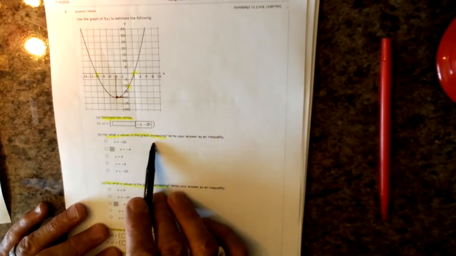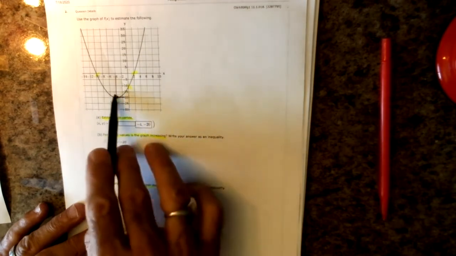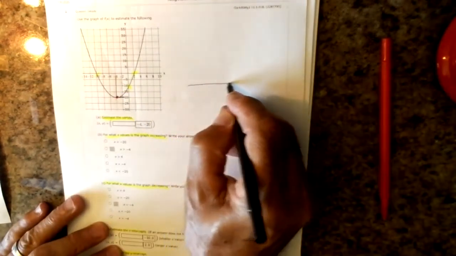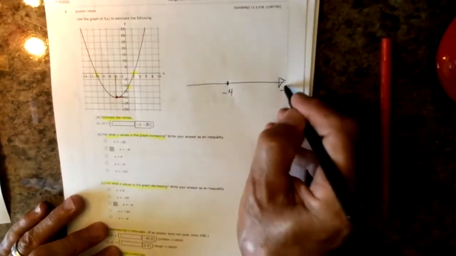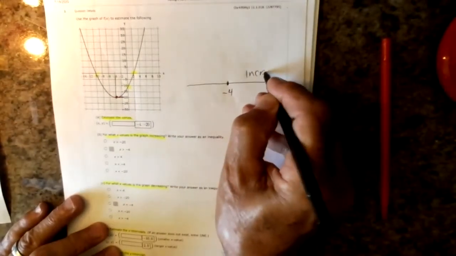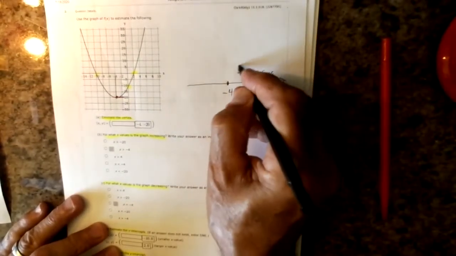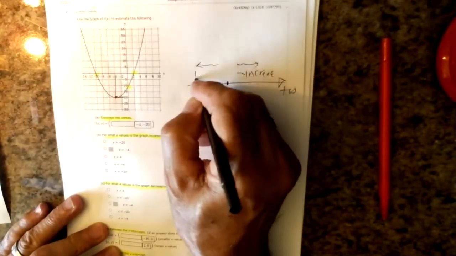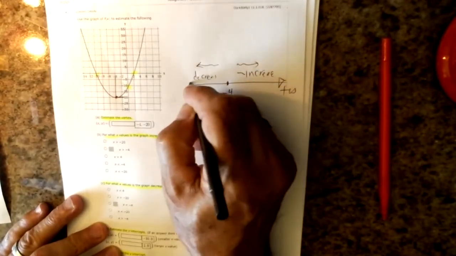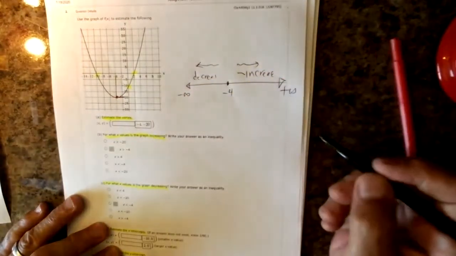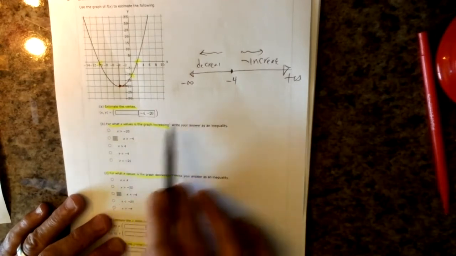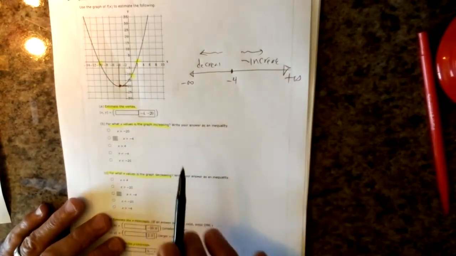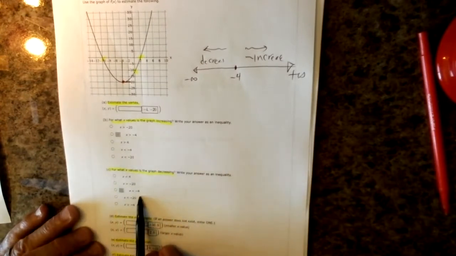For where the function is increasing, what's the value that x is increasing? Again, remember, the vertex is at x = -4, right? So when you go to the right, the function increases. When you go to the left, the function decreases. So when x is greater than -4, the function increases. When x is less than -4, the function decreases.